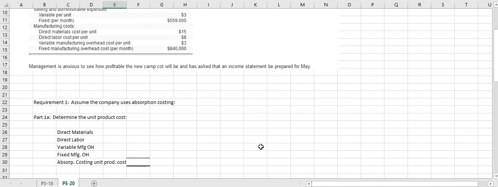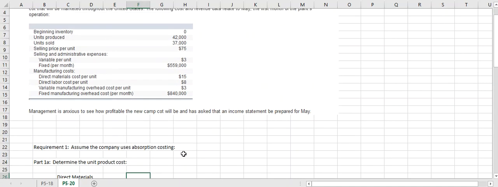Requirement 1, assume the company uses absorption costing. And the first thing we're to do is determine the unit product cost. So remember, absorption costing actually includes our fixed manufacturing overhead, as well as all of our direct material, direct labor, and variable manufacturing overhead. So we are actually considering some fixed costs when we do absorption costing.